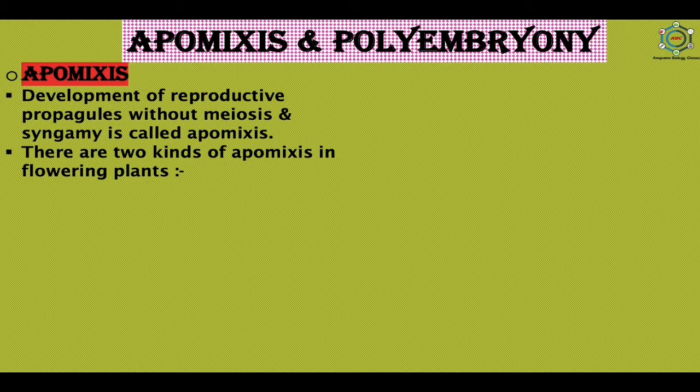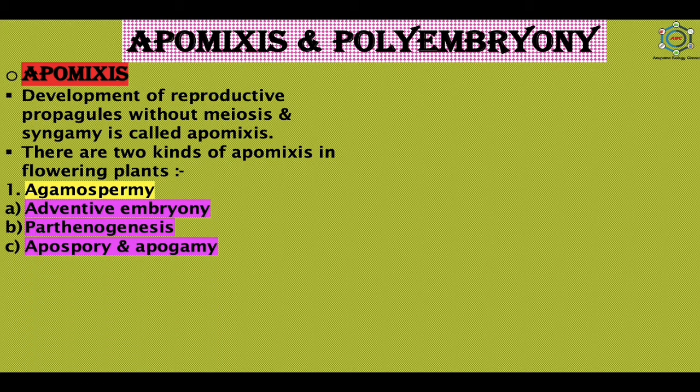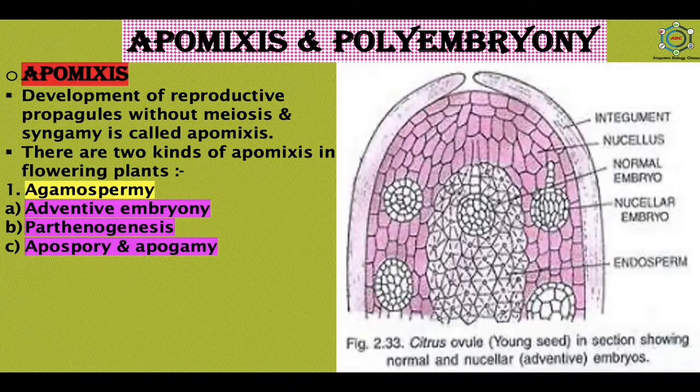There are two kinds of apomixis in the flowering plants. The first one is agamospermy, and in the case of agamospermy the seeds are formed by asexual means, as the embryo develops directly without gamete fusion, that means without meiosis and syngamy. It is of three types: the first is adventive embryony, the second is parthenogenesis, and the third is apospory and apogamy. In the picture you can see the adventive embryony.